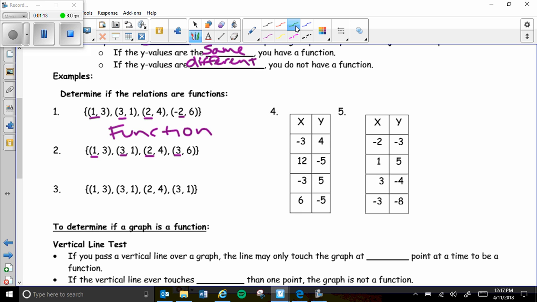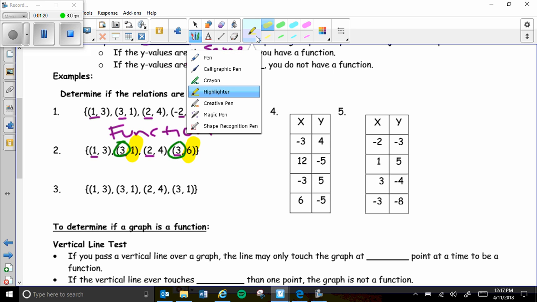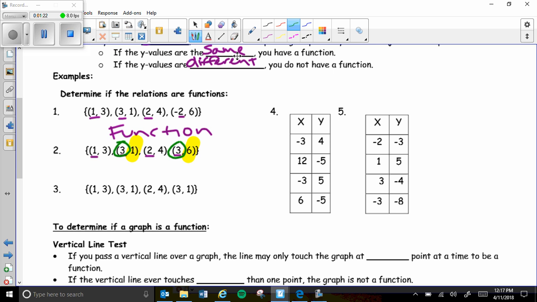Looking at number 2, again, we start with our x values, 1, 3, 2, 3. Well, that 3 repeated, so I look at the y values now. I see a 1 and a 6. So because the y values are different, 1 and 6, this is not a function.